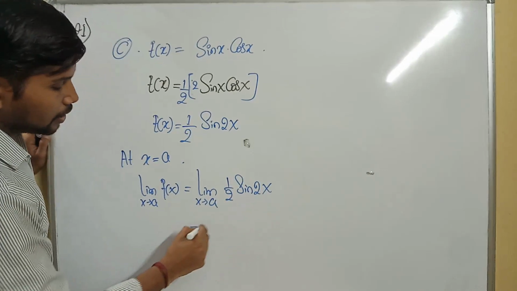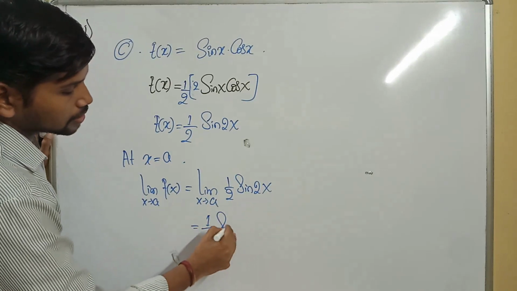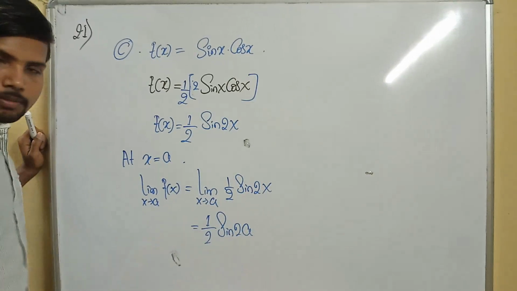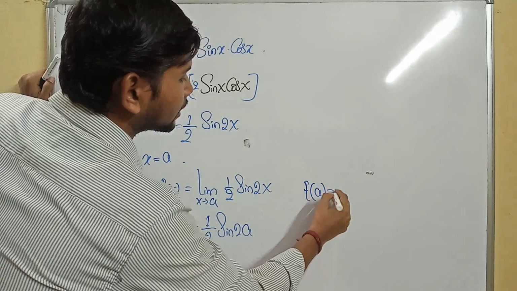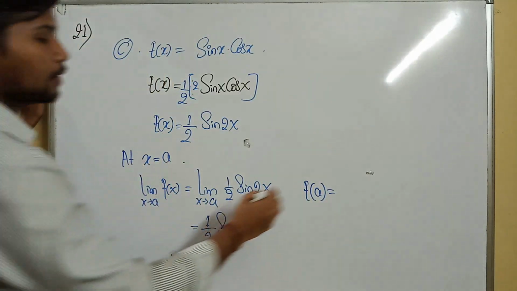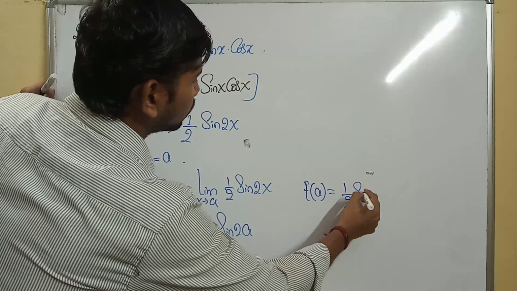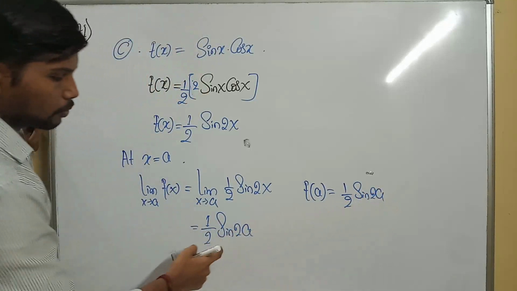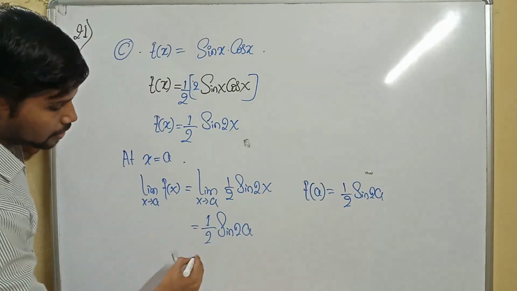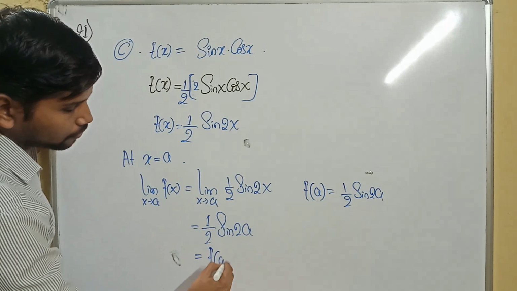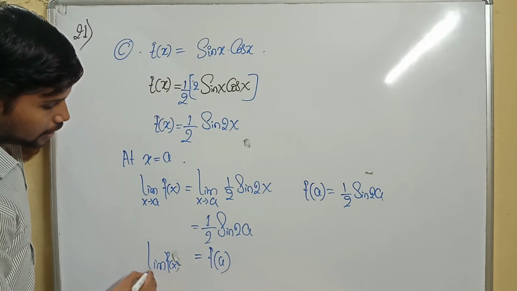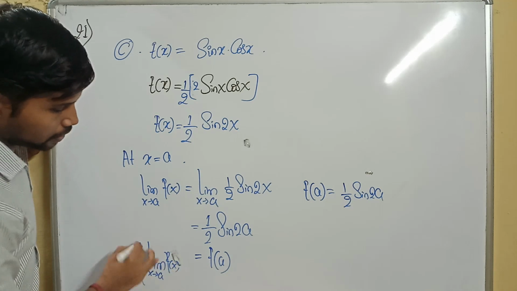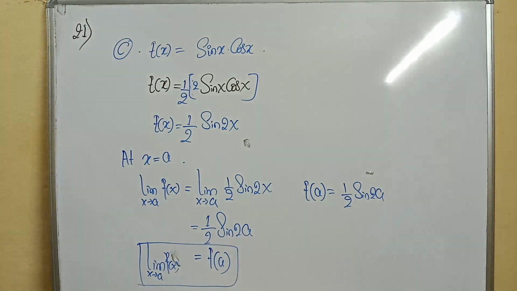Got it? Then it will be 1 by 2 sin of 2 into x replaced by a. Got it? Now if I am going to write f of a, at that point x replaced by a, it will be 1 by 2 sin of 2 into a. Whether both are same or both are different? Same. That's why it is nothing but f of a. Limit of f of x as x tends to a will be f of a. The given function is continuous at the generalized point.